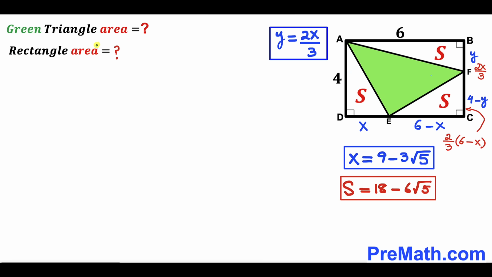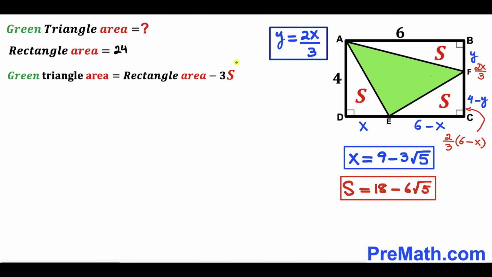And now we are going to calculate the area of this whole rectangle ABCD as well. And now let's recall the area of rectangle formula. Area is always equal to length times width of the rectangle. And in our case, our dimensions are 4 and 6 for this rectangle. So therefore, the area of this rectangle is going to be 6 times 4. So therefore, the rectangle area turns out to be 24 square units. And here's our final step.